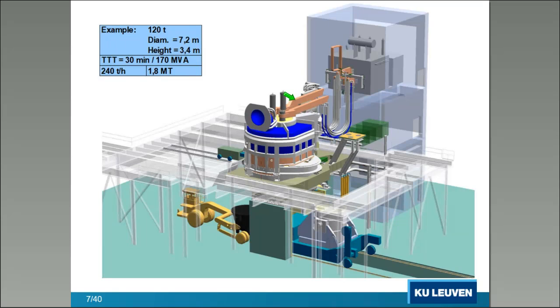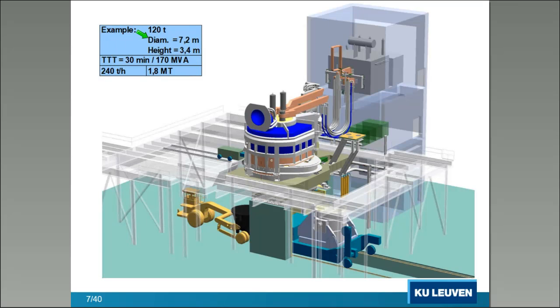So here you have the arms bringing the current to the electrodes, which are constructed in graphite. These graphite electrodes sink into the bath that is here below. We have here already some figures. I will give more figures later on, but you can see that the capacity of this system is 120 tons of scrap that can be converted in high added value steel.